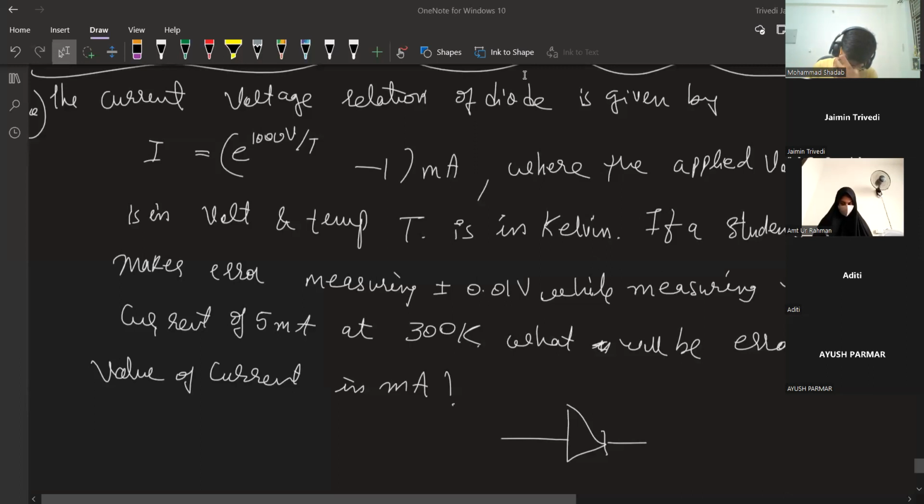The simple hint I can give you is to simplify this one. This is like an uneven thing, right? It's e to the power something and I value minus one. So simplify this one. It will be 5 equals e to the power that thing minus one. So it will be 6: e to the power something equals 6.